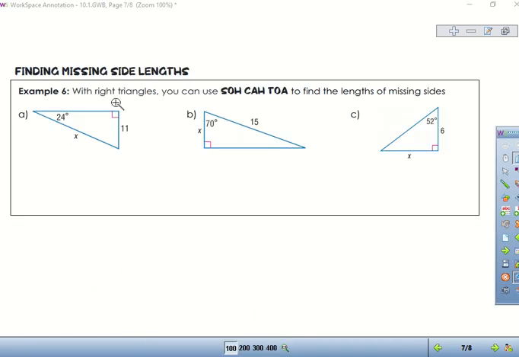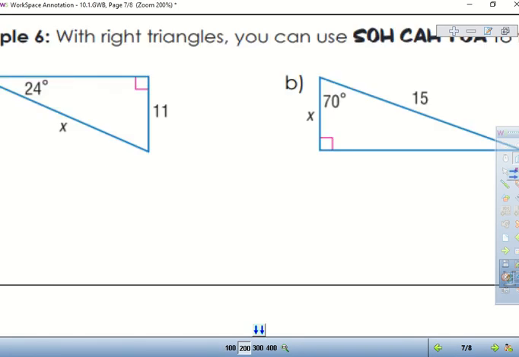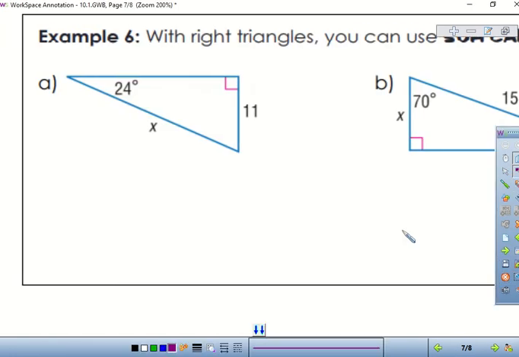Alright, so now we're going to find missing side lengths. With right triangles, you can use SOHCAHTOA to find the lengths of missing sides. So if we zoom in, we can figure out which trig function will be helpful for this. So usually we look at what we know and what we want to know. So this is going to be our theta, so to speak, and we know the side opposite to the theta. Good, and we want to know the hypotenuse. Now that we figured out what we know and what we want to know, we can figure out which trig ratio to use. Which one involves opposite and hypotenuse?